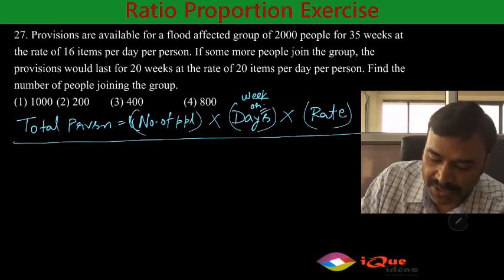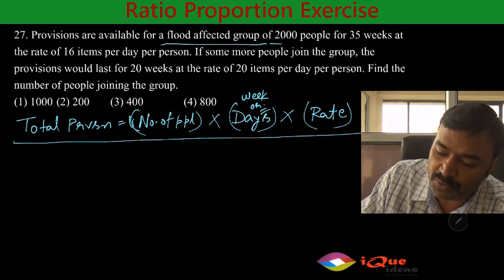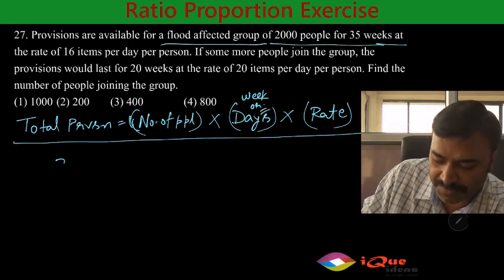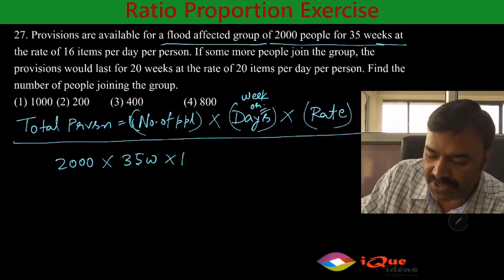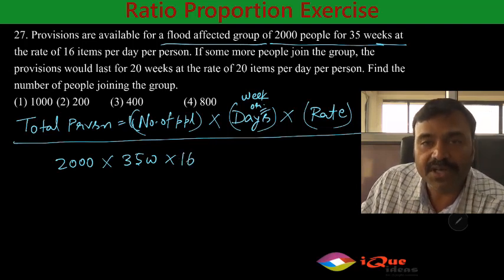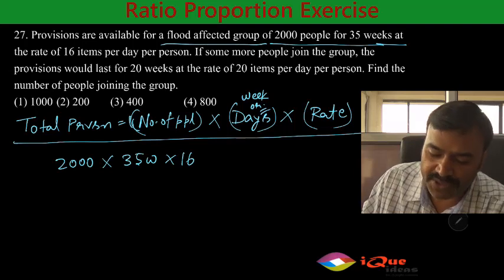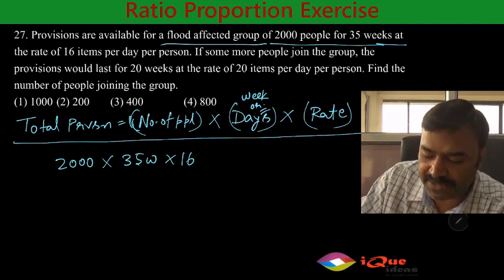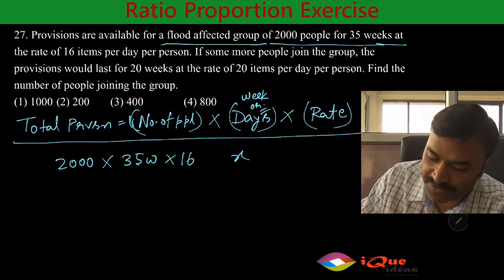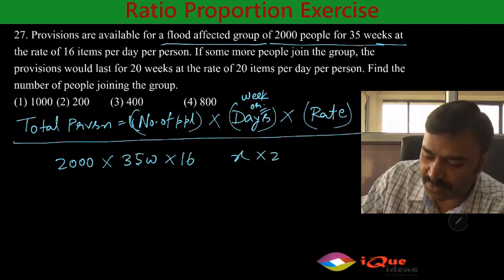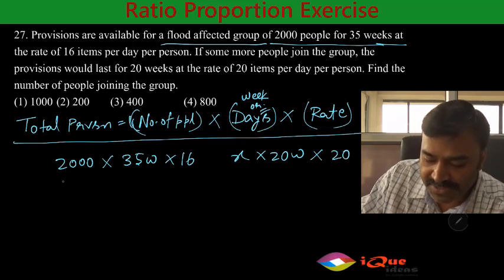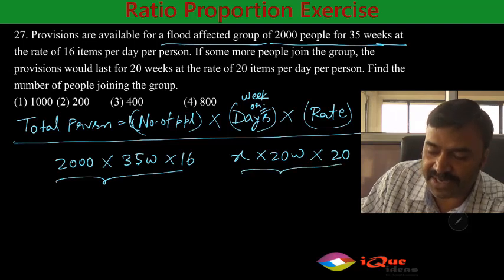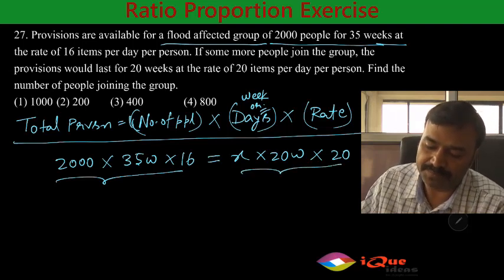Now the first information. Here the provisions are available for a flood affected group of 2000 people for 35 weeks. So 2000 people into 35 weeks, I am writing W for weeks, and 16 items per day per person, so into 16. This is the rate of consumption. If some more people join the group, let's say the new number of people is X, and then the same provision will last for 20 weeks. So X into 20 weeks at the rate of 20 items per day, so into 20. This is the total quantity in the first case. This is the total quantity in the second case. Both of them have to be the same, equal.